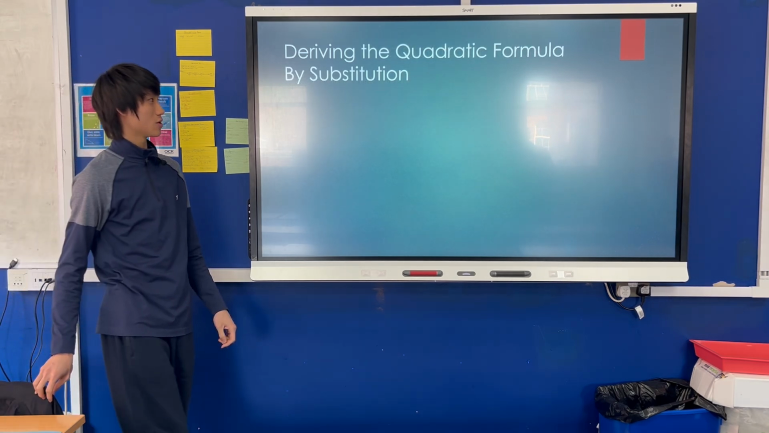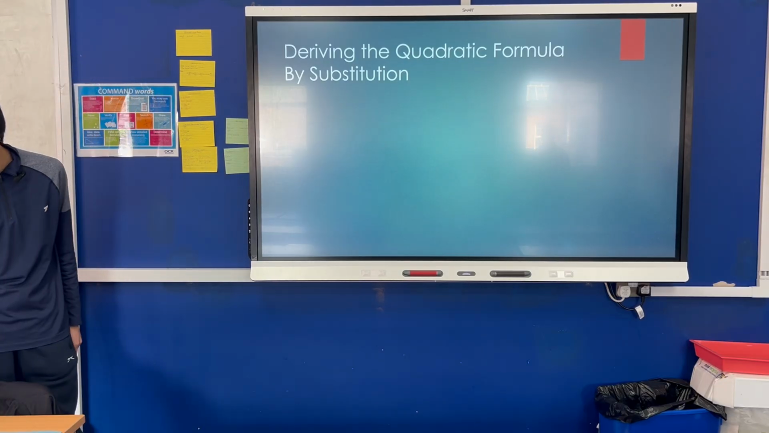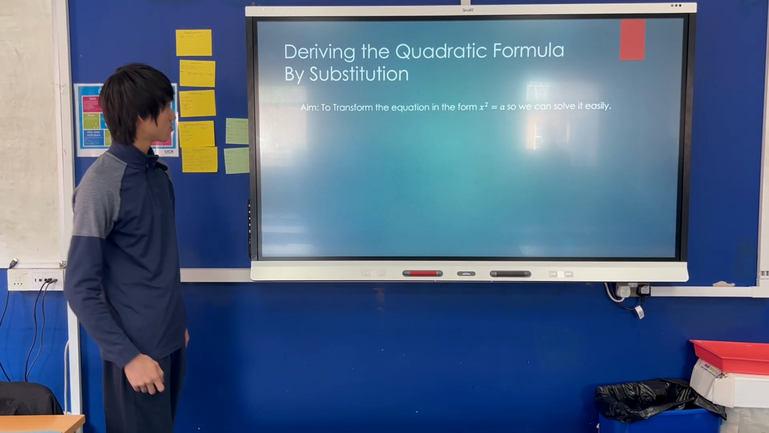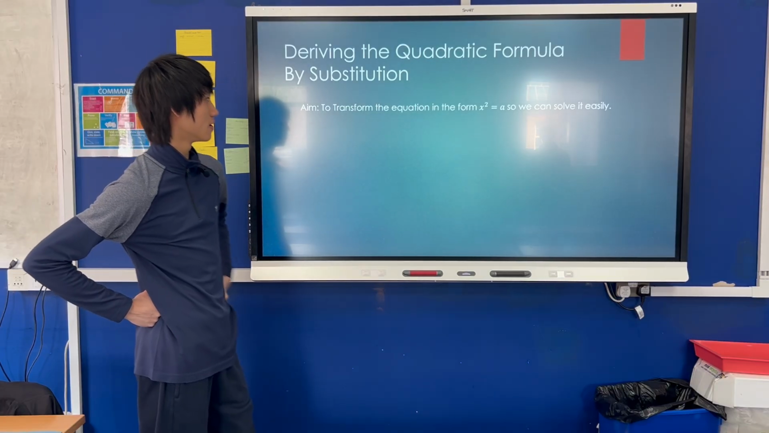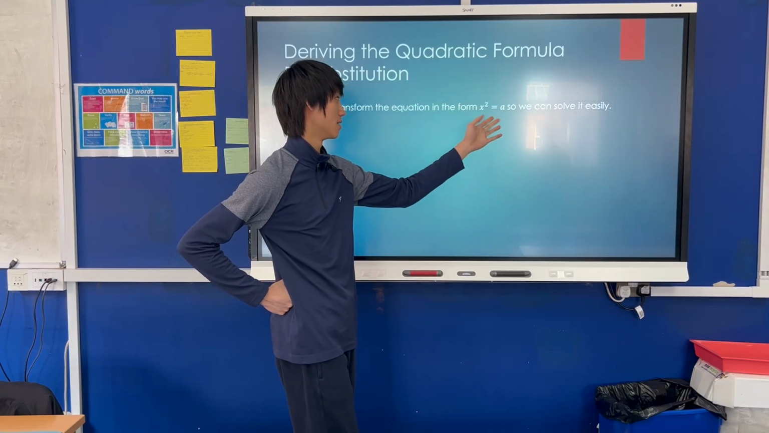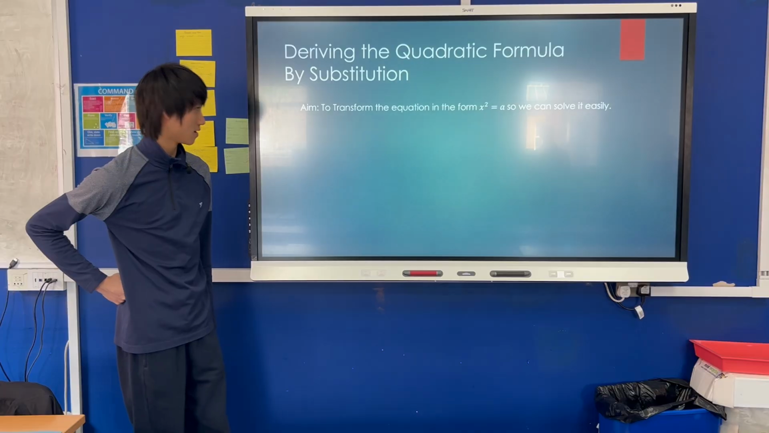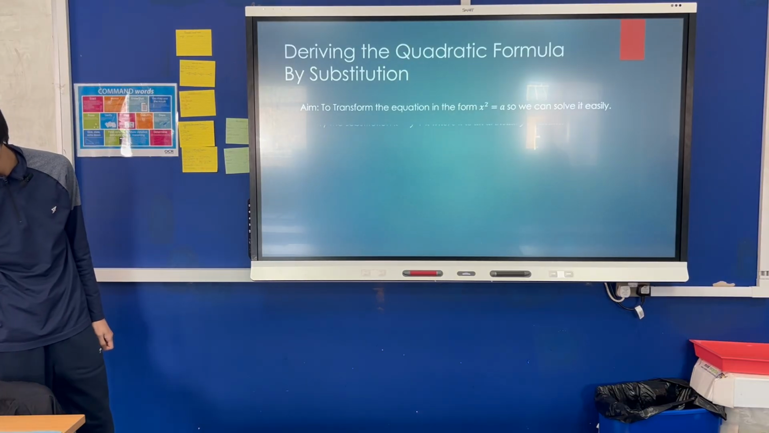But actually, there's another way we could do this, and it's called substitution. The aim of this substitution is to make it into the form x squared equals a. When a is a constant, we can solve this easily because we just take plus or minus the square root of a. So let's see what we could do.